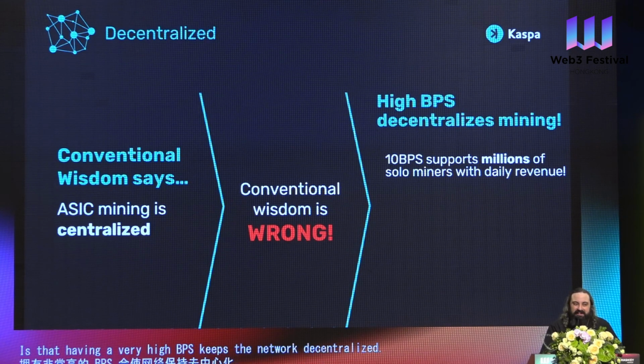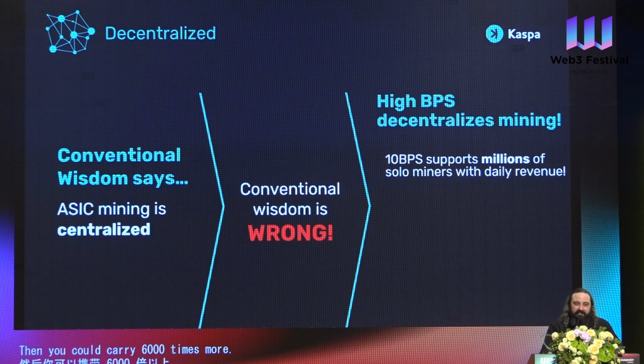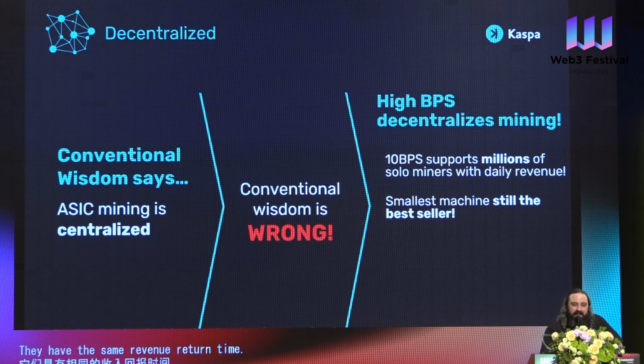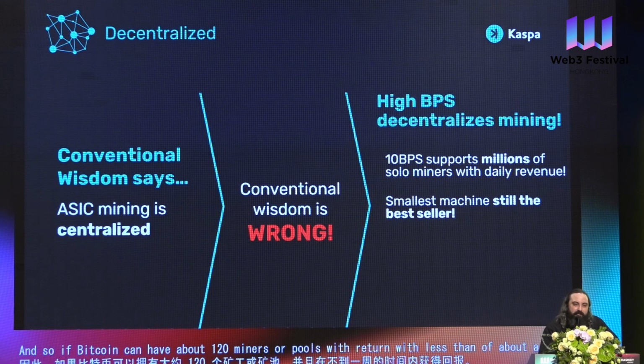Because if you have 6,000 times more blocks than, say, Bitcoin, then you could carry 6,000 times more miners, which have the same revenue return time. So if Bitcoin can have about 120 miners or pools with a return of investment of about a week, then in Kaspa we can have 1.5 million of them.